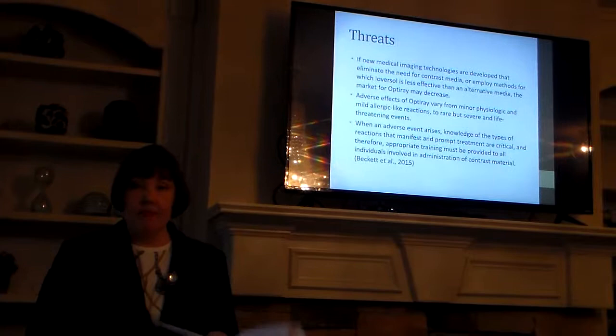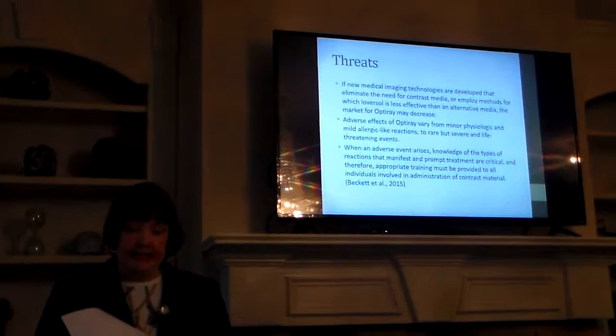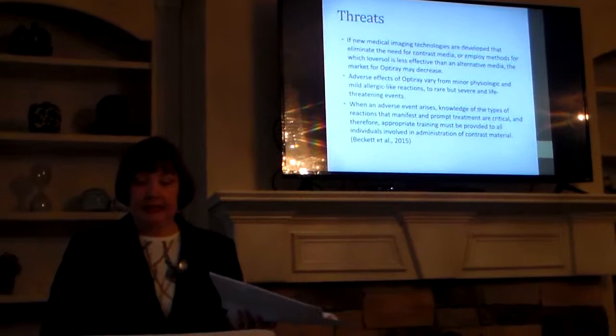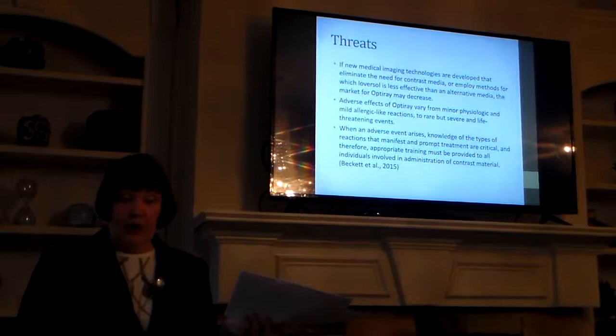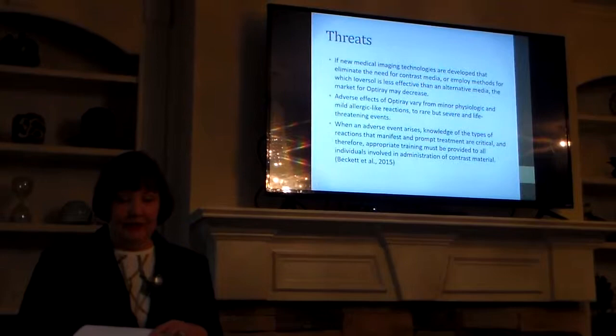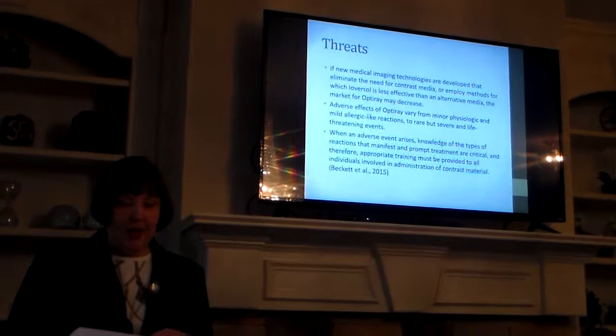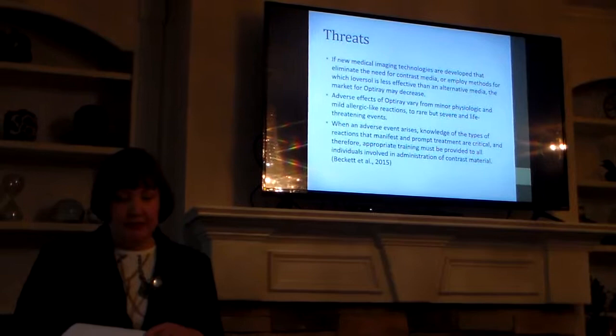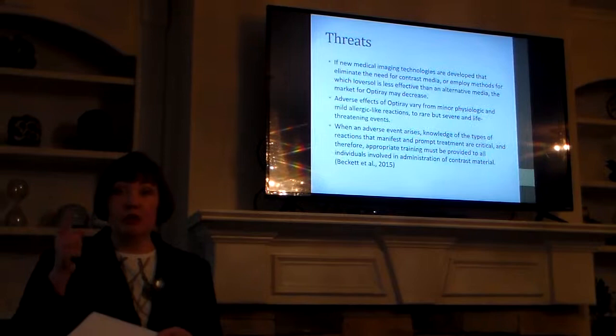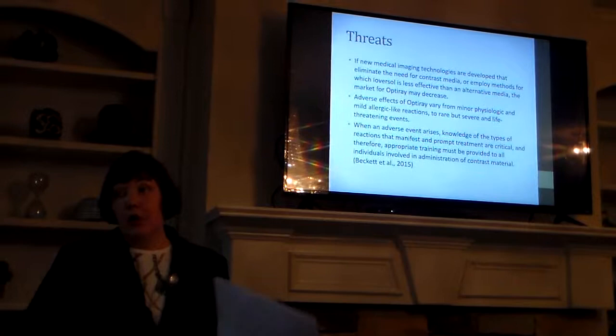What are the threats? If new medical imaging technologies are developed that eliminate the need for contrast media or employ methods for which Optiray is less effective than the alternative media, the market for Optiray may decrease. Adverse effects of Optiray vary from minor physiologic and mild allergic reactions to rare but severe and life-threatening events. When an adverse event arises, knowledge of the types of reactions that manifest and prompt treatments are critical. So the personnel should be aware of those reactions and be trained accordingly.